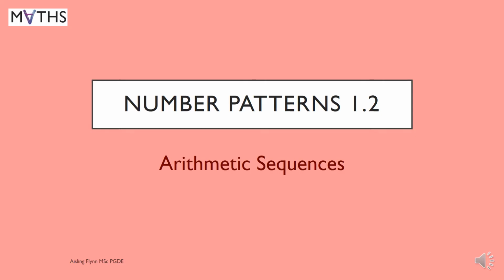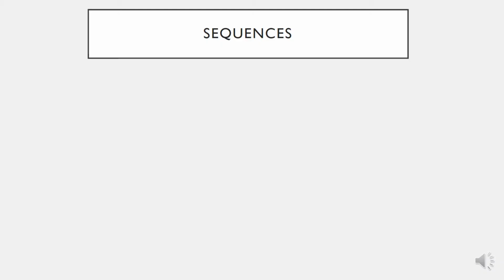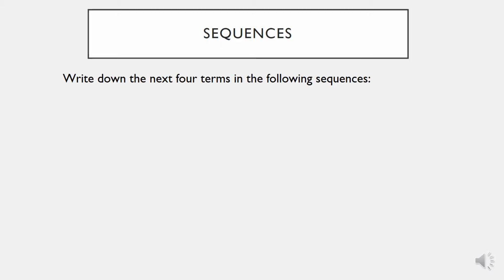This is Number Patterns 1.2, Arithmetic Sequences. Write down the next 4 terms in the following sequences. So this is often something students can do automatically. So have a look. Pause the video and write down the next 4 terms.